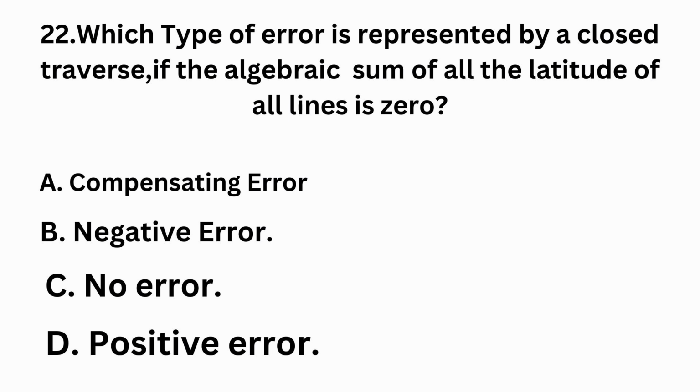Question number 22. Which type of error is represented by a closed traverse if the algebraic sum of all the latitudes of all lines is 0? If the algebraic sum of all the latitudes of all the lines is 0, then there will be no error.